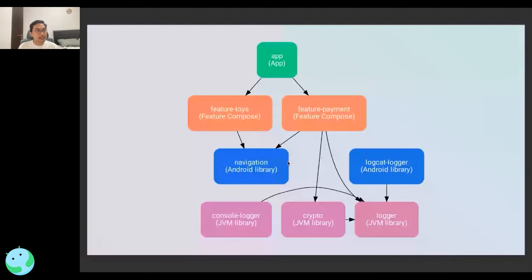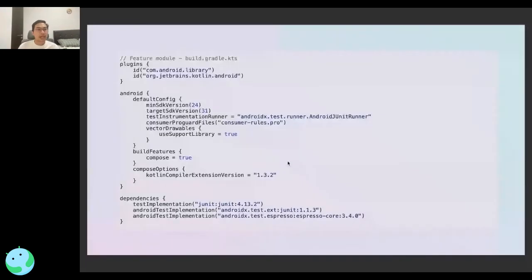This is the current feature module build.gradle, where we have plugins block, default config block, and dependencies block. I think you guys already familiar with this configuration. We will extract this default config to compose option block first to the plugin.